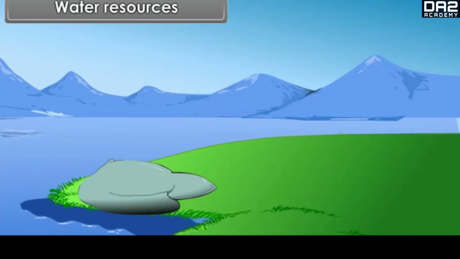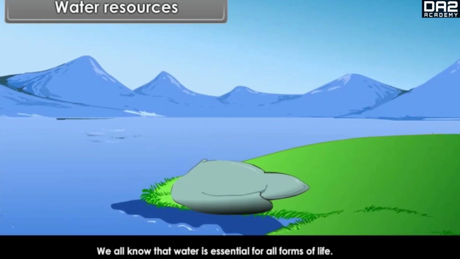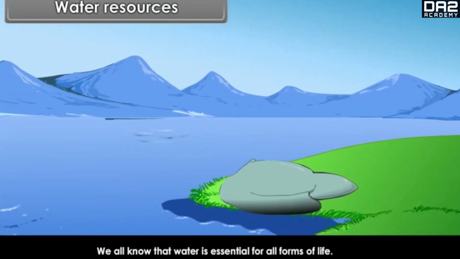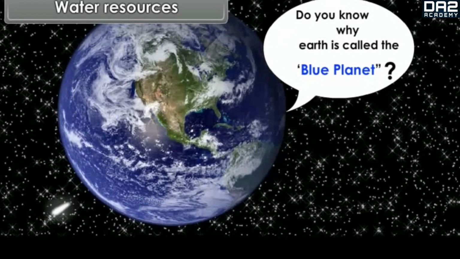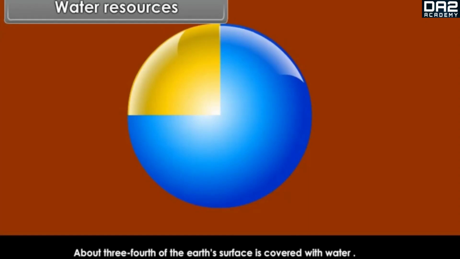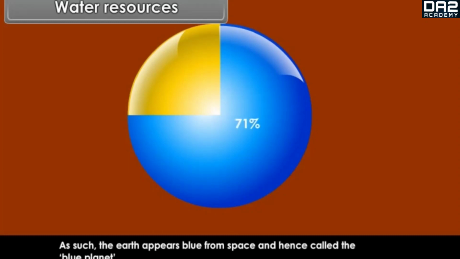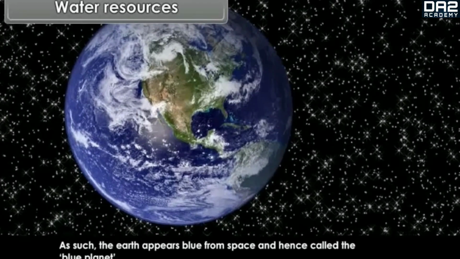Water resources. We all know that water is essential for all forms of life. Do you know why Earth is called the blue planet? About 3/4 of the Earth's surface is covered with water, 71%. As such, the Earth appears blue from space and hence called the blue planet.